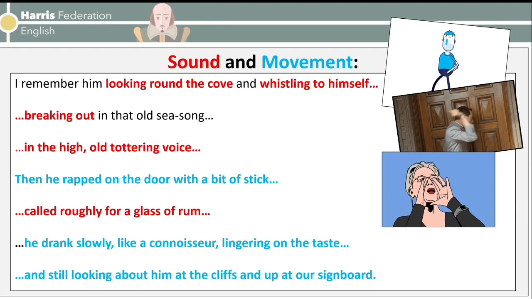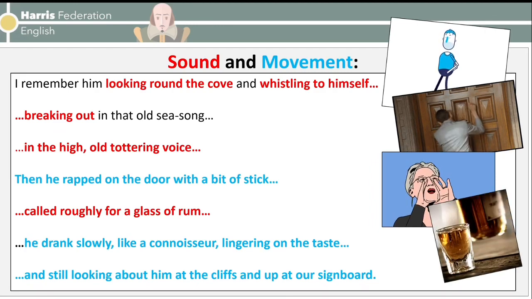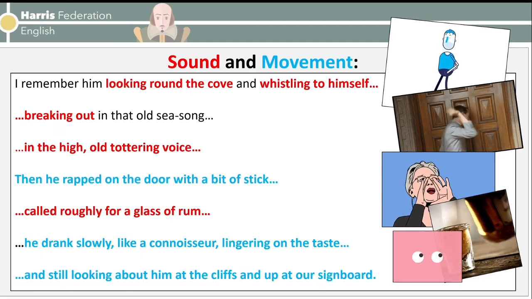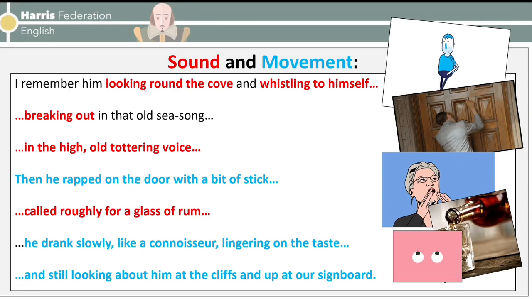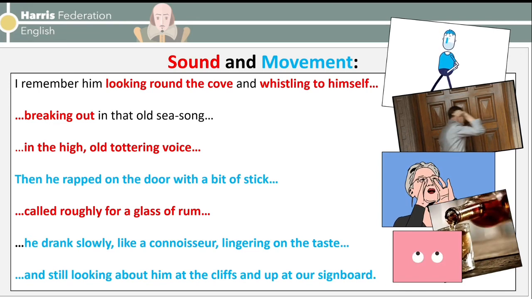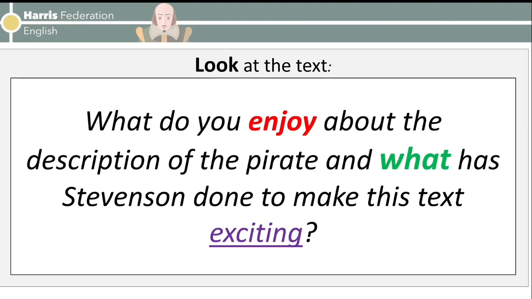For me, I like the idea that he is rapping on that door with a bit of stick, constantly hitting against it. That is such a contrast to the way in which he slowly drinks, lingering on the taste. It's quite sinister and intimidating. And all the while making sure to still look around him, checking out his surroundings. Is he quite paranoid? What do you think?